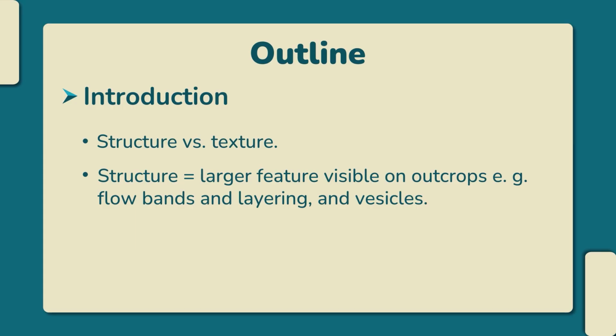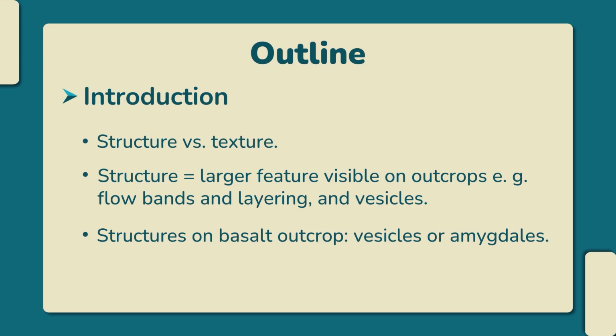Structure is a larger feature visible on the outcrops. For example, lava flow beds, layering and vesicles. They are the larger structures that can be seen on the outcrops, so they are categorized as structures. On a basalt outcrop, vesicles or amygdales can be seen. Amygdales means infillings.